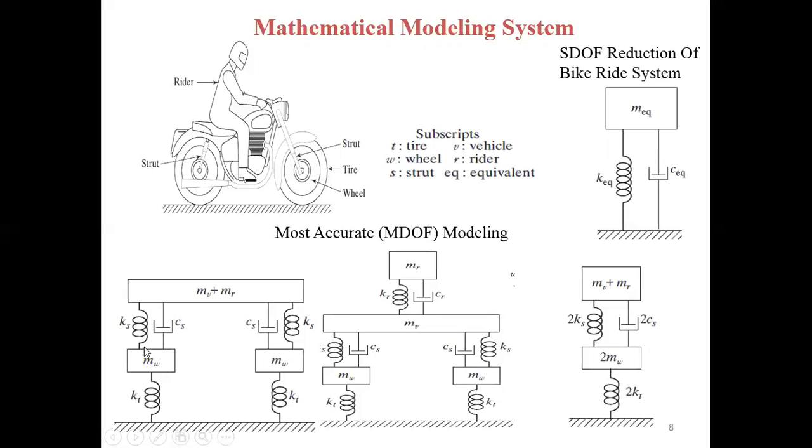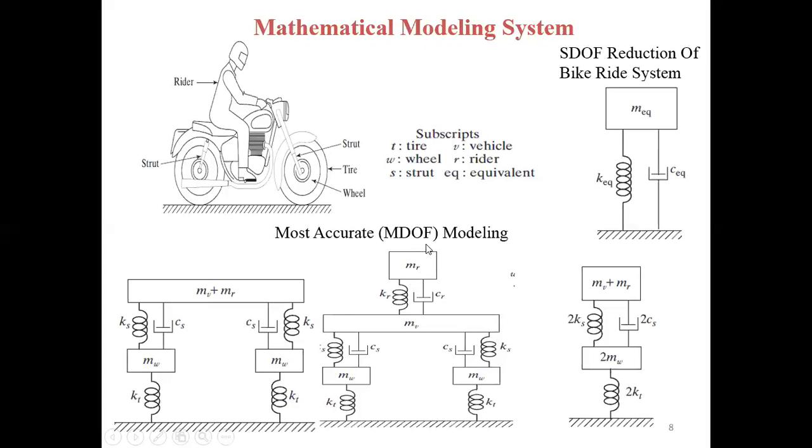So the spring constant is Ks and the strut constant, meaning the damper coefficient, is Cs. So spring stiffness Ks and damping coefficient Cs. This is the mass of the wheel, meaning the rear wheel, and Kt is another spring stiffness. The same thing is here for the rear wheel and for the other wheel.